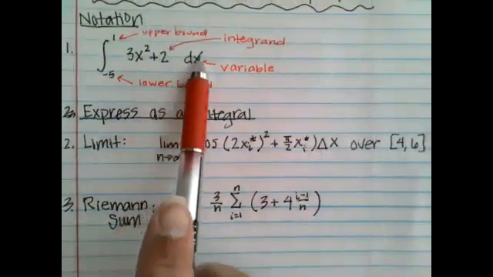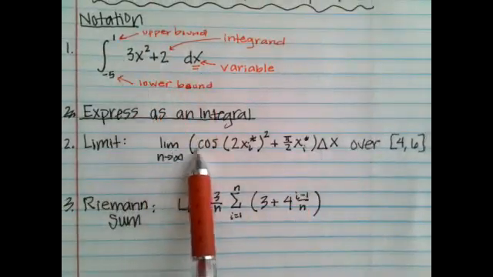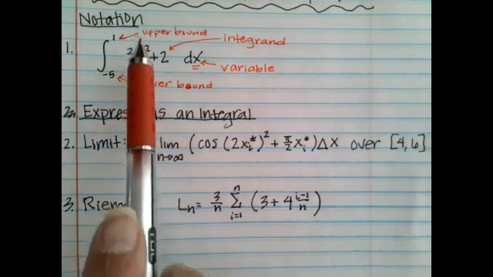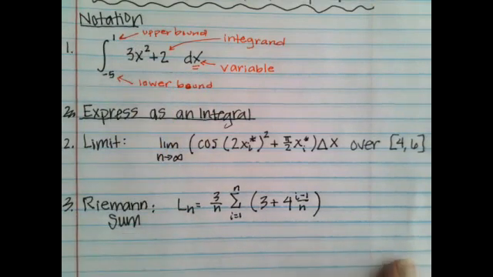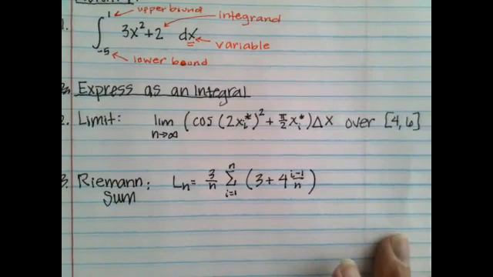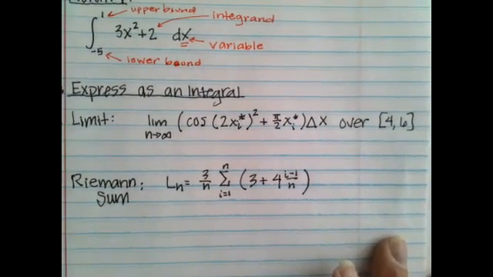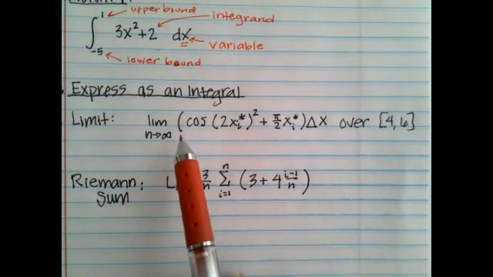Okay, next part, they give you already all the information you need and we just have to change it into an integral form. So we go from a limit or a Riemann sum into this integral form. And again, it's not too bad. Okay, so the first one is when they start as a limit.